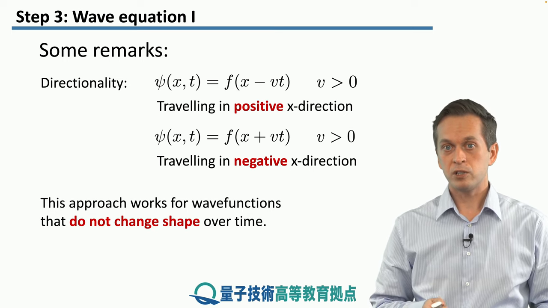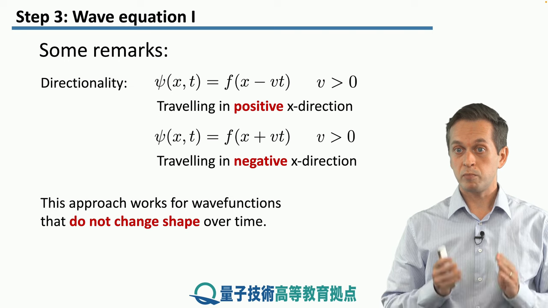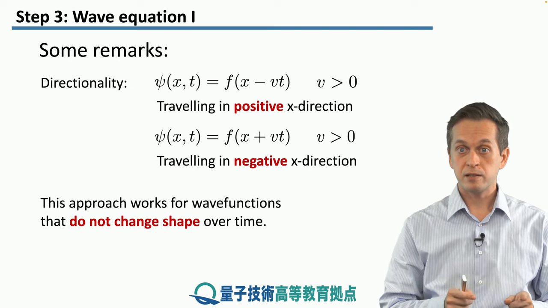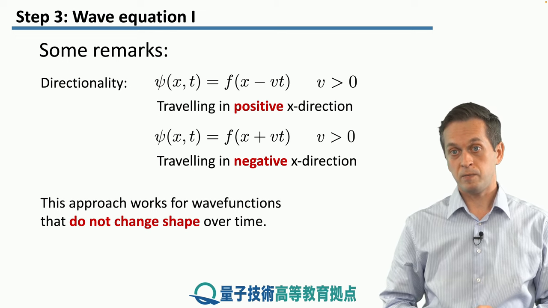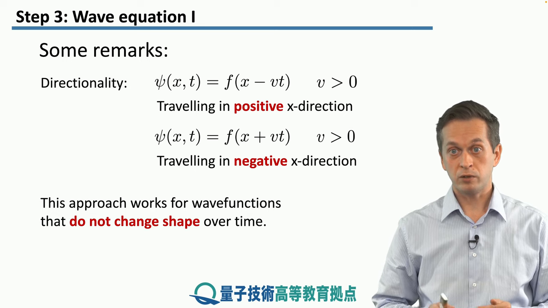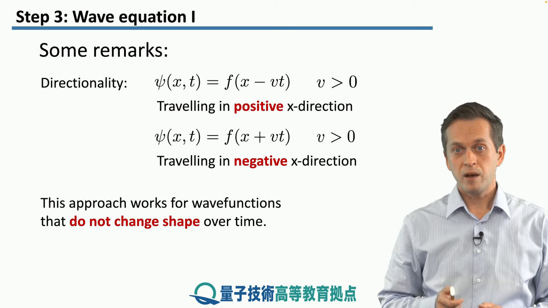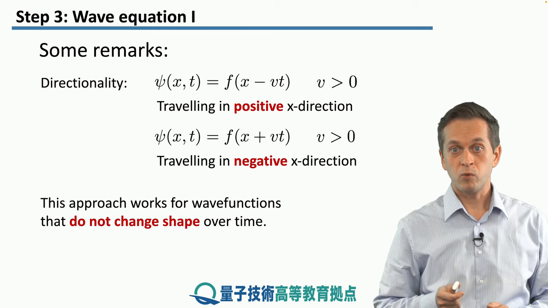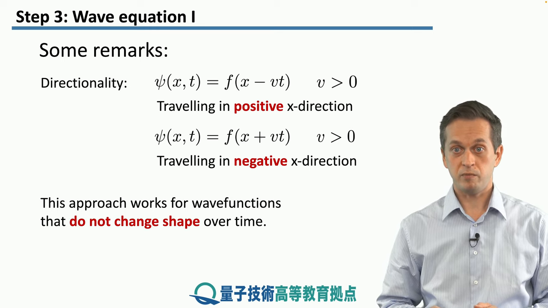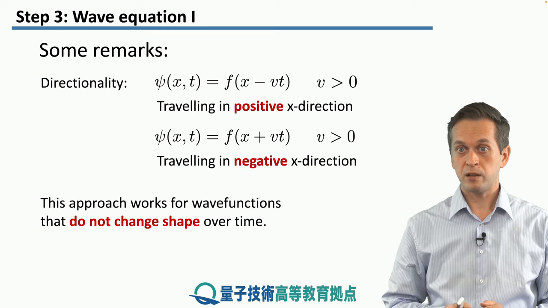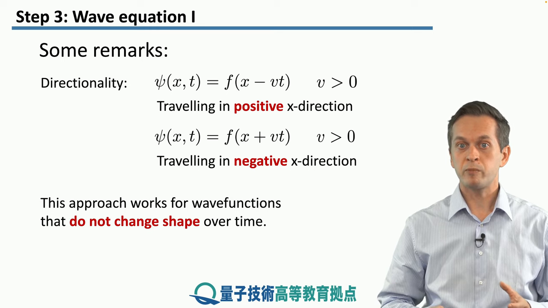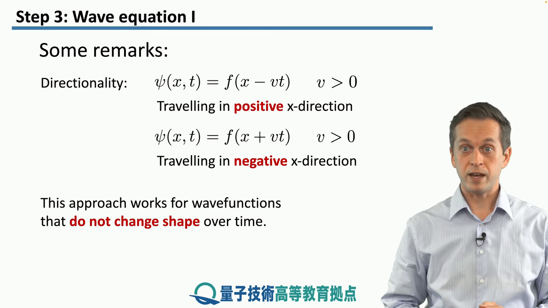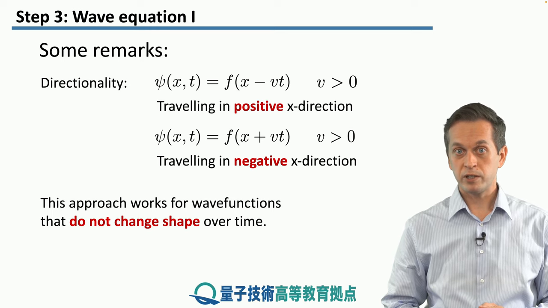And this approach is very simple, it's very intuitive. All you have to do is pick an initial wave shape and then replace your position coordinate with x minus vt or x plus vt, and you will get a time evolving propagation for the wave, but it only works properly for waves that do not change shape over time. So we will see examples of those waves, and they're very important, but more general waves require us to have some procedure to describe also the change of the shape of the wave as it propagates through time. So this brings us to the next step, where we will actually derive the wave equation.